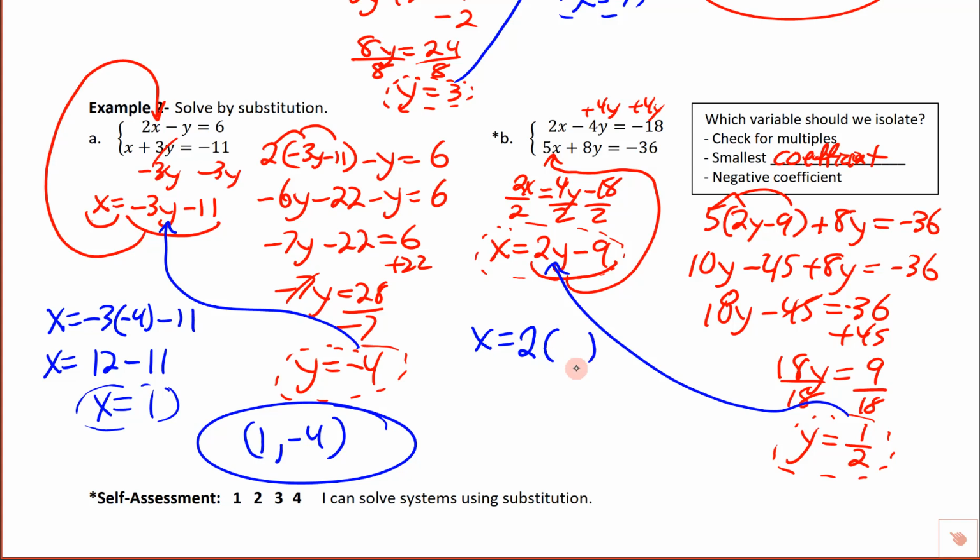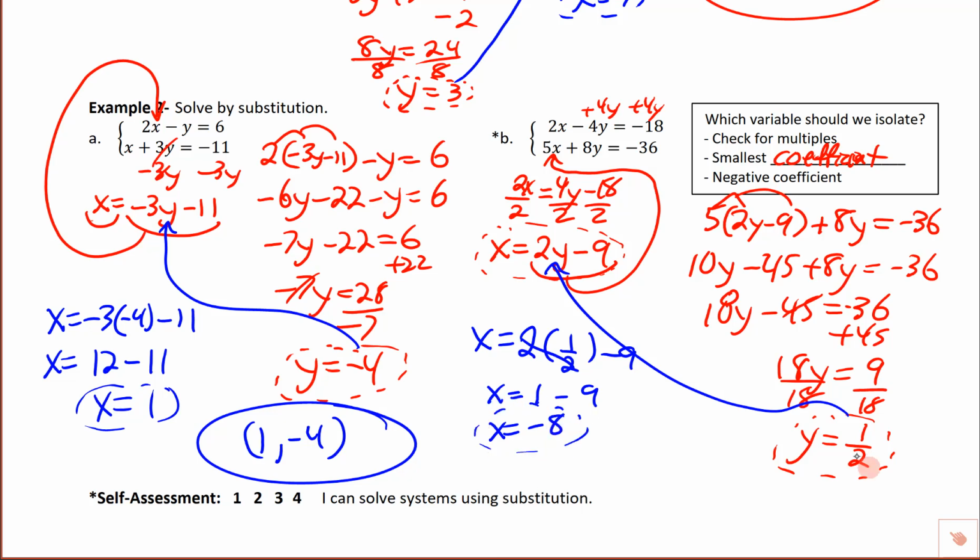2 times whatever y is. Well, y is 1/2. Watch this. So 2 times 1/2. Those are multiplicative inverses. Those cancel each other out, so those cancel to be a 1. So this is 1 minus 9. So that means x is equal to negative 8. So there's the other part.